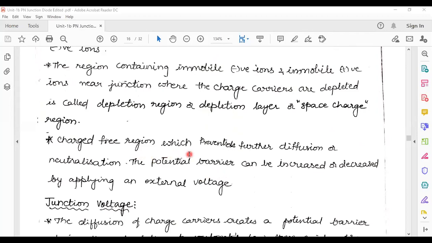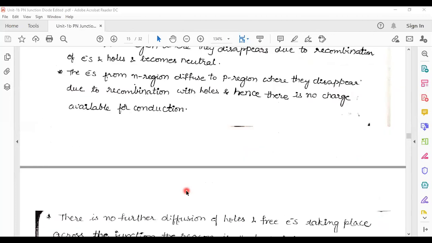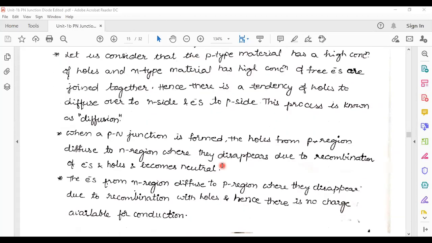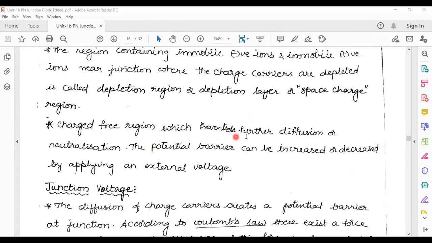The charge-free region prevents further diffusion or neutralization. The potential barrier can be increased or decreased by applying an external voltage. The potential created here depends on this depletion region. If the depletion region is very thin, then the potential barrier level is also very small. Similarly, if the depletion region is wide, then the potential barrier is also high. That is the point given here.